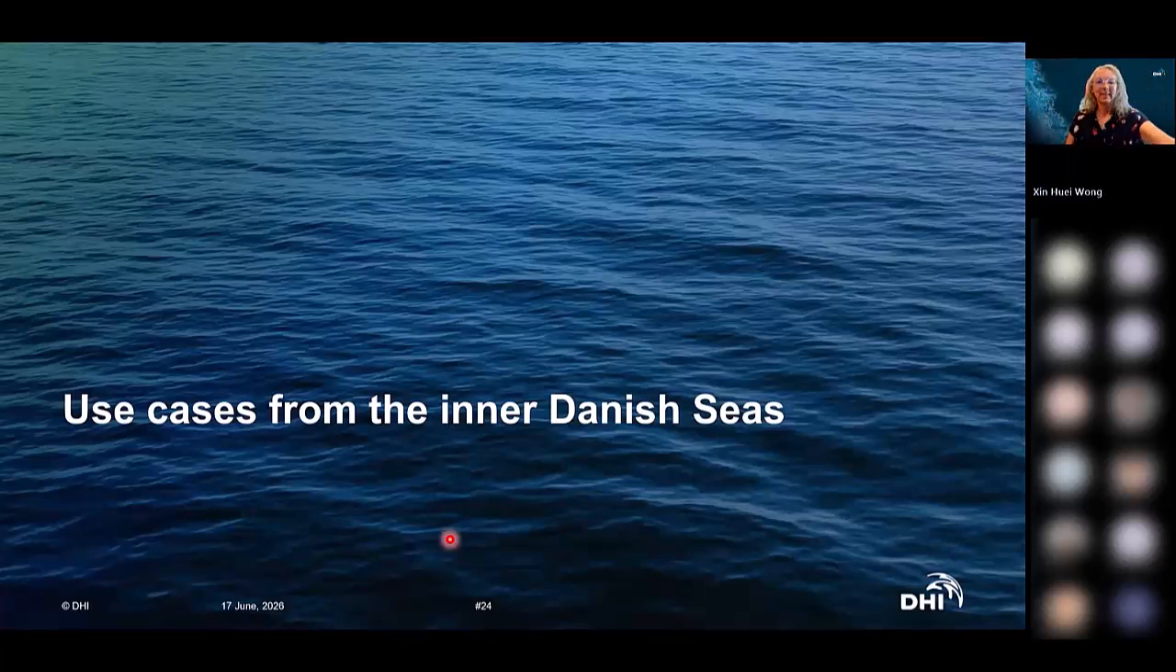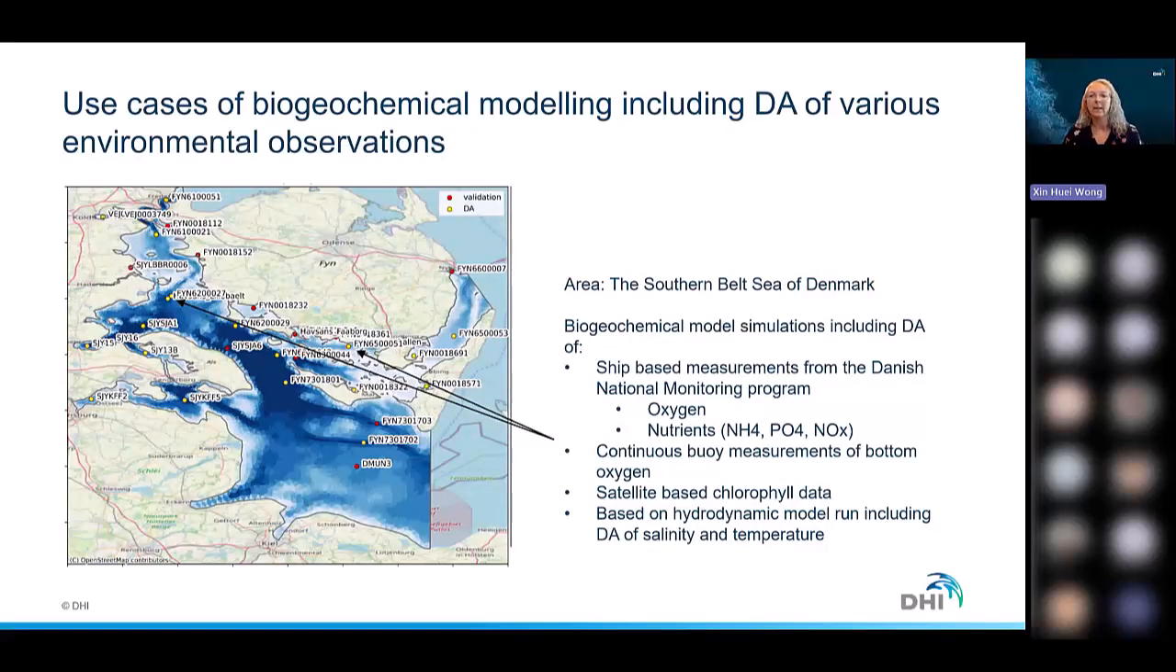Yes. Thank you, Singwei. So now it's time to zoom in on the inner Danish seas with 2 different use cases. And in both cases, we will be looking at model results from the Southern Belt Sea area, indicated here in the map. It's a very beautiful part of Denmark with a lot of recreational interests. We have here deep water that penetrates into the model domain via the Great Belt.